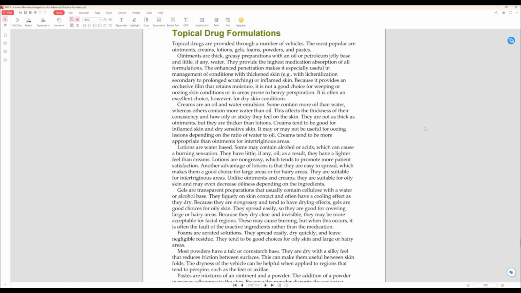Ointments are thick, greasy preparations with an oil or petroleum jelly base and little, if any, water. They provide the highest medication absorption of all formulas. They enhance penetration, which makes them especially useful in management of conditions with thickened skin or inflamed skin. Because it provides an occlusive film that retains moisture, it is not a good choice for weeping or oozing skin conditions or in areas prone to heavy perspiration. It is often an excellent choice, however, for dry skin conditions.